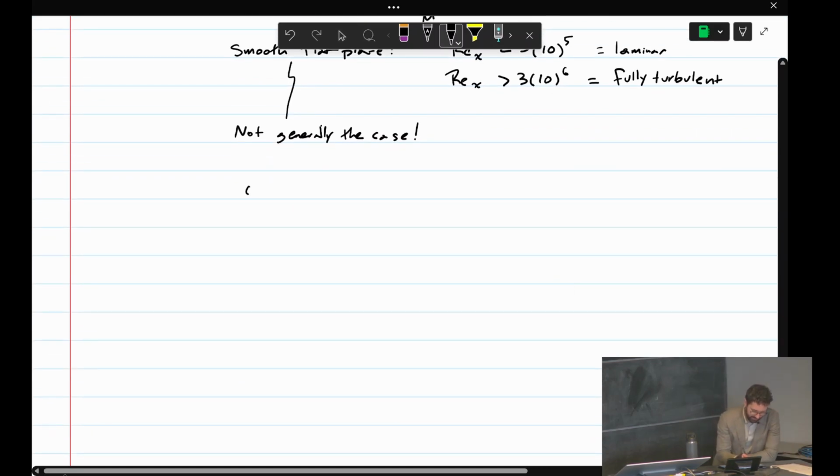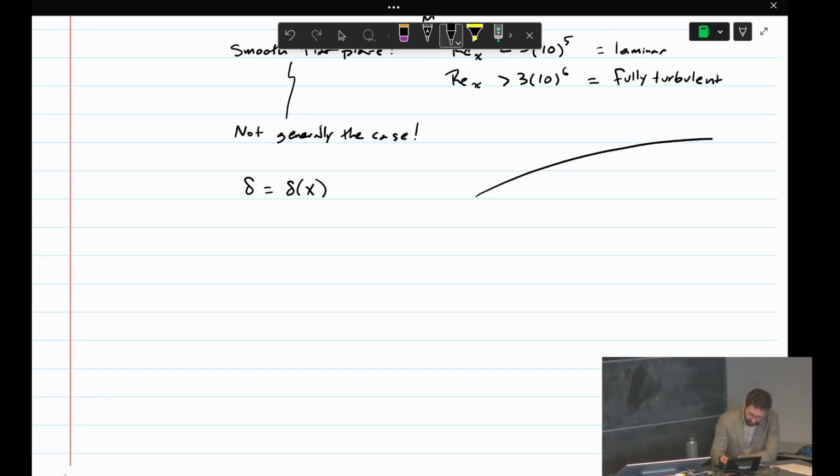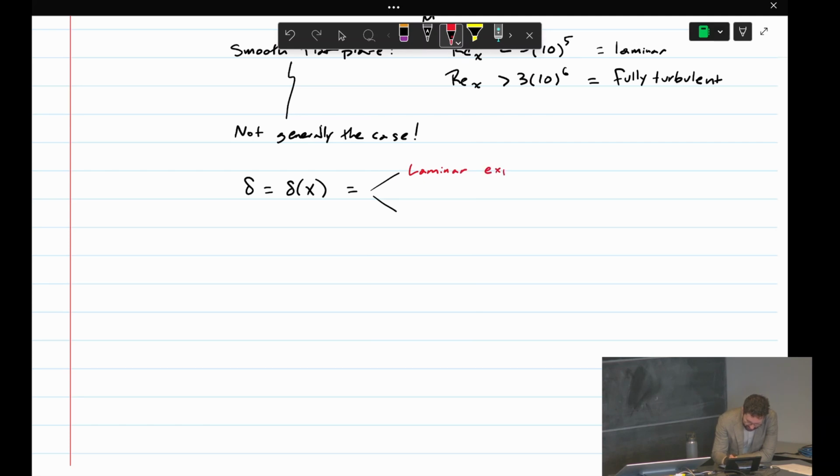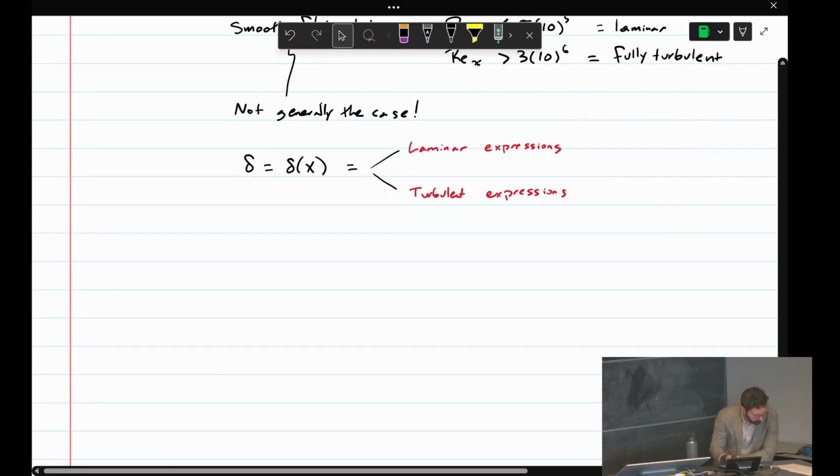Okay, so what else changes with x? Boundary layer thickness is a function of x. The boundary layer basically grows along the plate. It continues to grow. And the actual thickness depends on whether we're in the laminar or turbulent boundary layer. So we have expressions that I gave for laminar ones and turbulent ones.